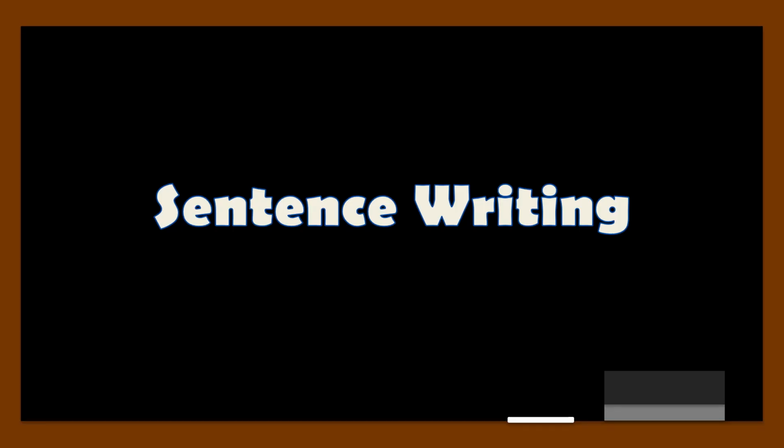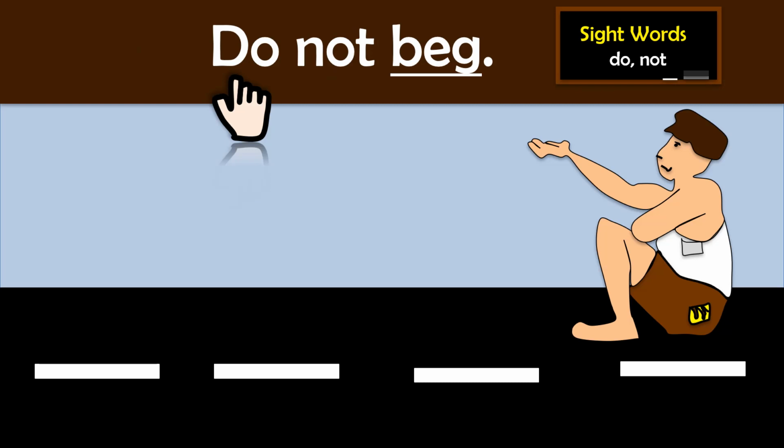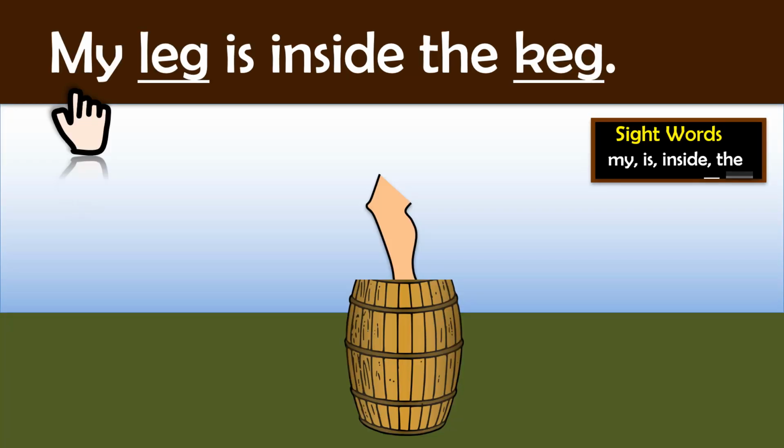Sentence writing. A peg is by the keg. Do not beg. My leg is inside the keg.